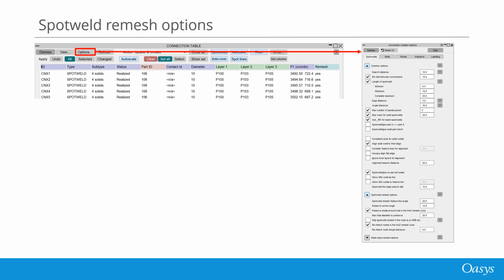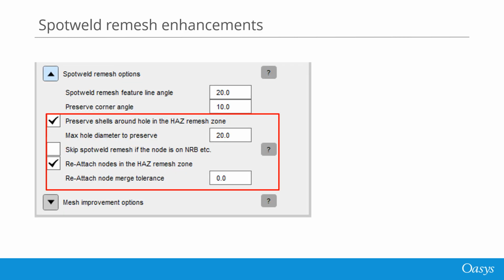The spot weld remesh is controlled through the options panel. The panel provides various options like align solid to free edge, spot weld remesh feature line angle, preserve corner angle, etc. We have incorporated additional options to further enhance the spot weld remeshing.